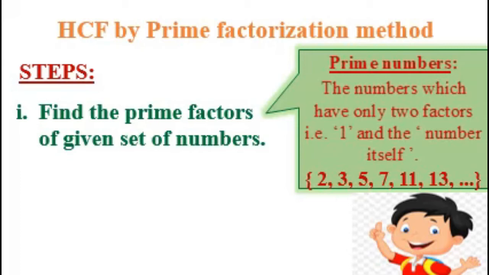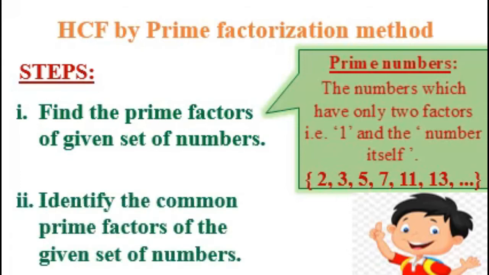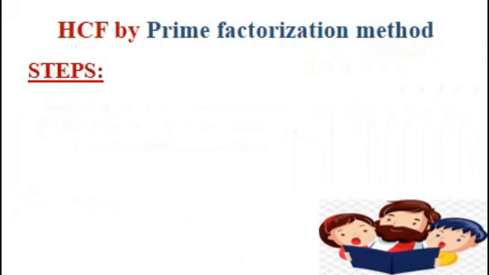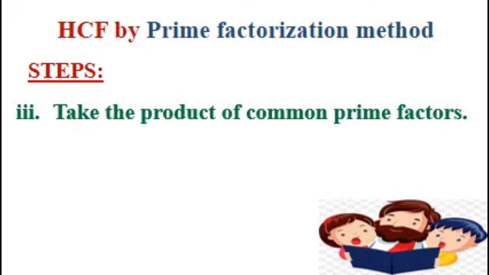Now let's move to step number 2. Identify the common prime factors of the given set of numbers. After step 1, we are going to identify which prime factors are common among the given set of numbers. Step number 3 is to take the product of common prime factors.